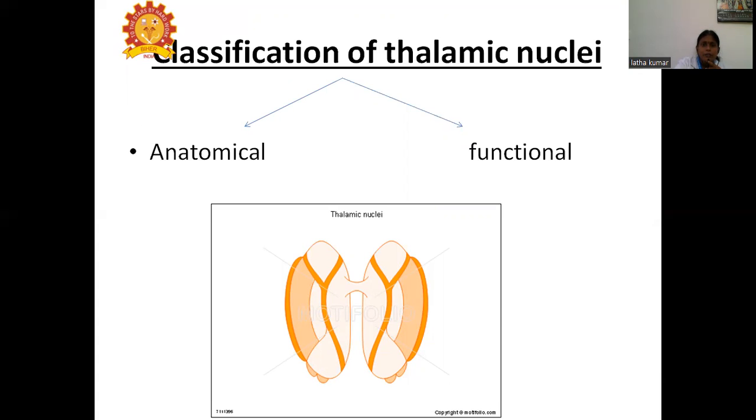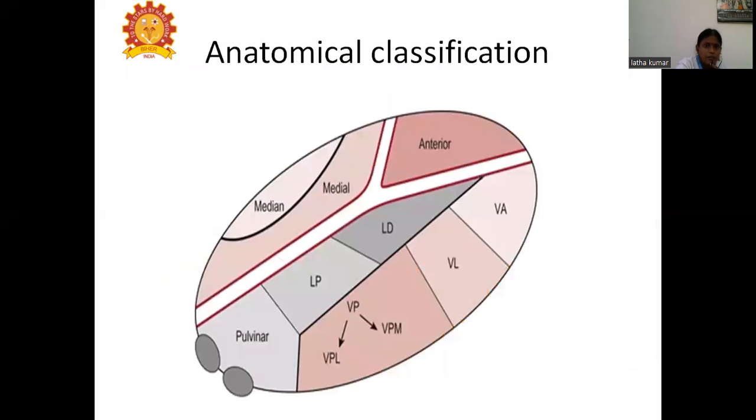it is classified into two types: anatomical classification and functional classification. So anatomical classification, anatomically thalamic nuclei are classified as anterior group nuclei, lateral group nuclei and medial group nuclei. The Y-shaped internal medullary lamina divides the thalamus into three masses: anterior, lateral and medial. Three parts: anterior part, lateral part and medial part.